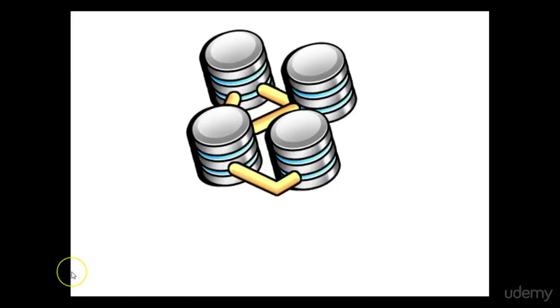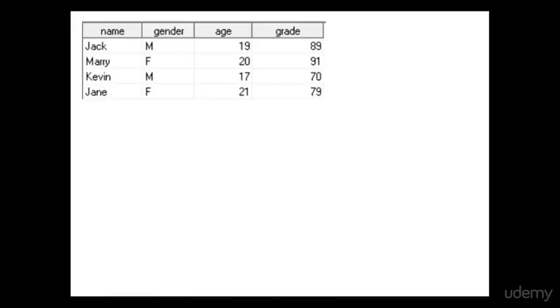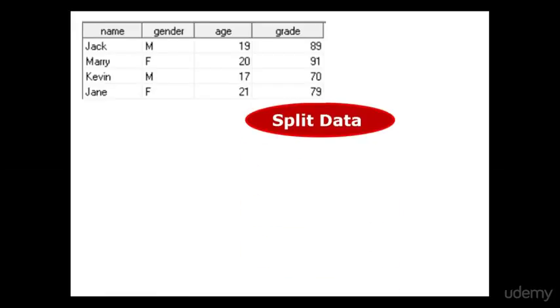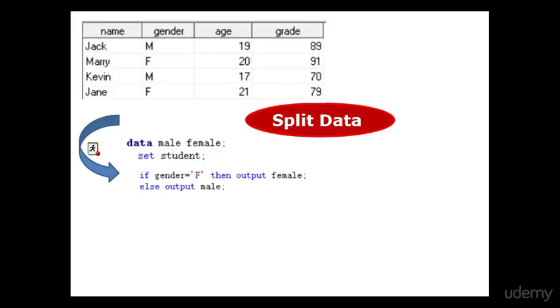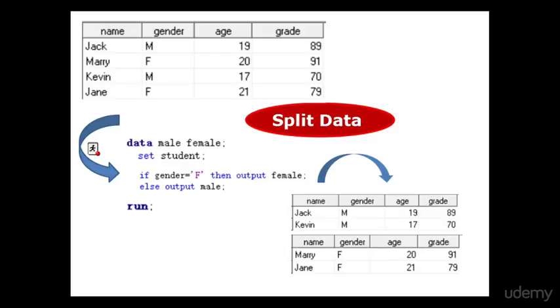Alright, now the second takeaway is how to manipulate the data set. We have a SAS table. We want to split the data set into 2 tables, one for male, one for female. But how do we write the code? We use an if-else statement. So if gender equals female, then output equals female, else output equals male. And then we run. The final result is the table shown below.